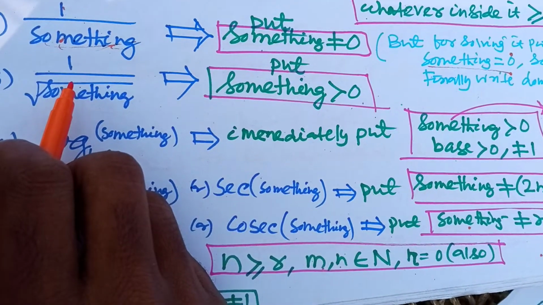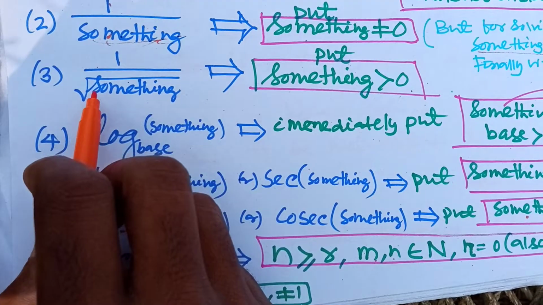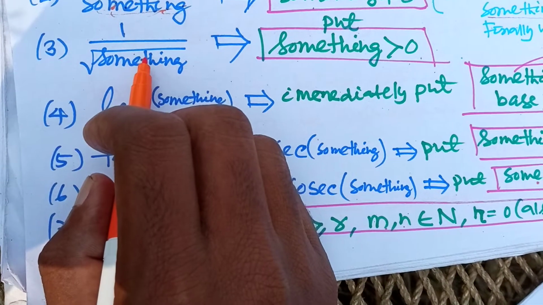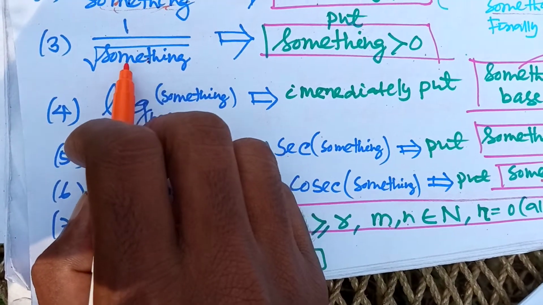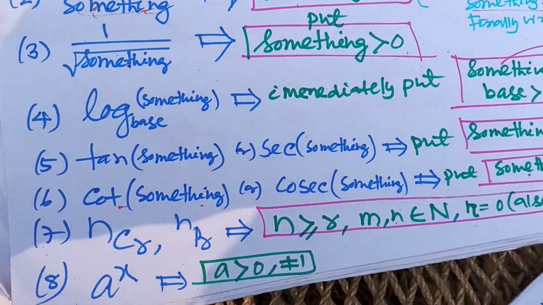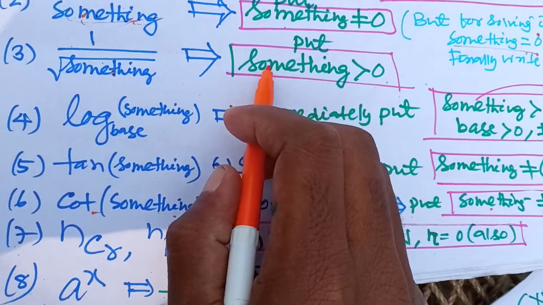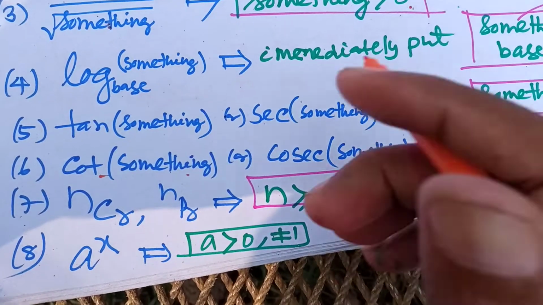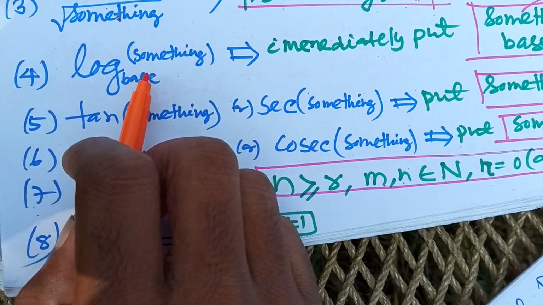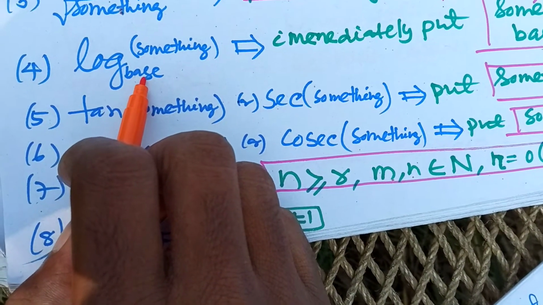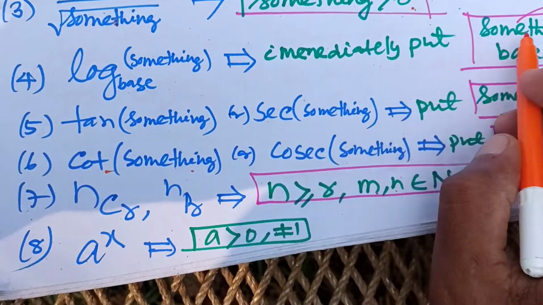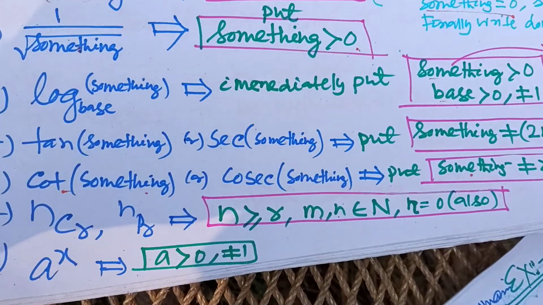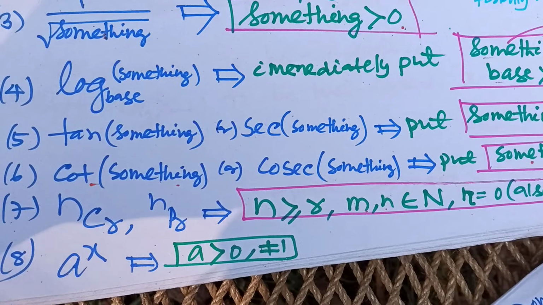Whenever you see an expression of the format 1 by square root of something, you have to put something strictly greater than 0, because 0 cannot be in the denominator, and the something should be positive. Taking that intersection, you write something greater than 0. Whenever you see a logarithmic expression, log of something to the base something, you have to put that something greater than 0, and the base greater than 0 and not equal to 1. Whatever is inside the logarithm should be greater than 0.